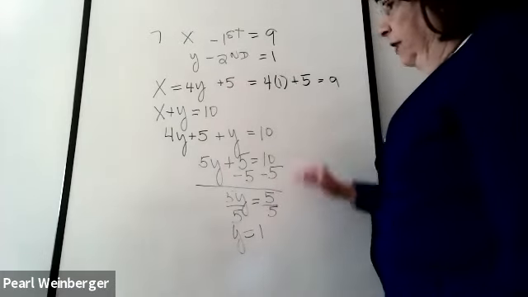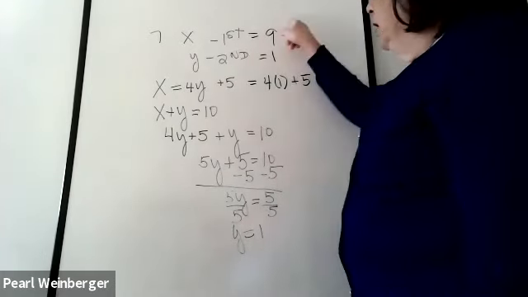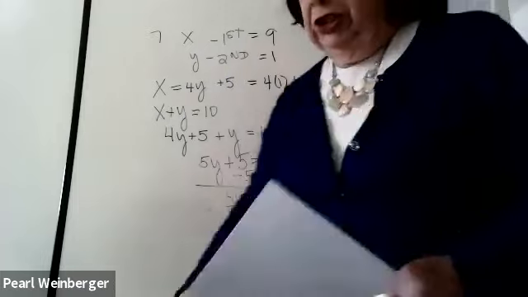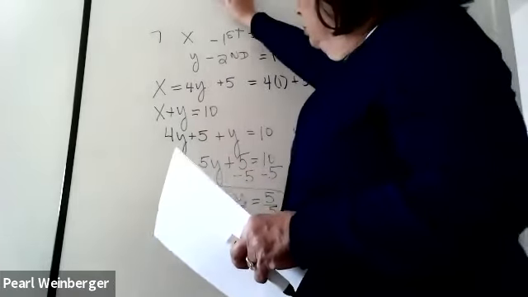And when we solved the equation, we got y equal to 1. And substituting, we got x equal to 9. The two numbers are 9 and 1. And that was the answer to number 7 on practice sheet 3. Okay, let's go on to number 8.